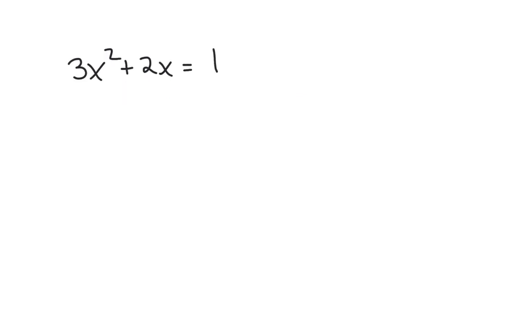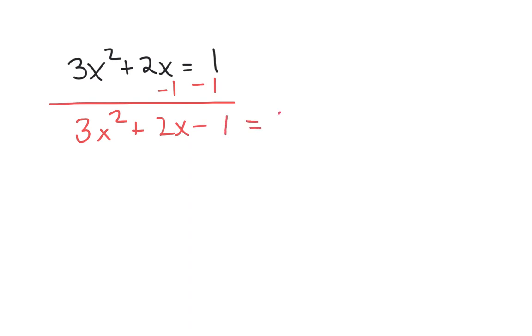Okay? And then this one, again, get it equal to 0 first by subtracting that 1. And there is no like term on the left, sorry. I get 3x squared plus 2x minus 1 equals 0. And then do your factoring, and then set them equal to 0.